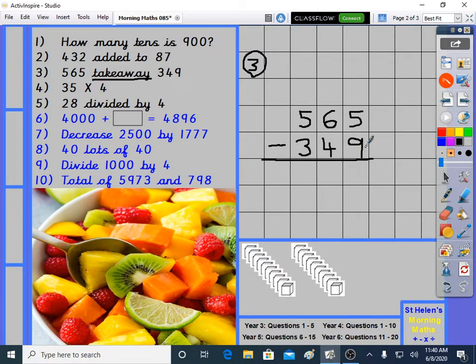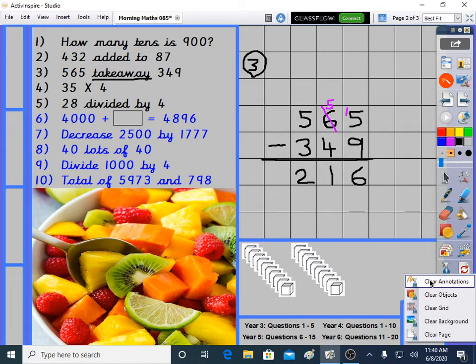So, 5 take away 9 we can't do. We need to do some borrowing or taking, whichever you call it. 6 goes down to a 5, and we can borrow a 1. We've got 15 take away 9, which we can do. 15 take away 9 is 6. 5 take away 4 is 1. 5 take away 3 is 2. 216, because minus usually makes things smaller. 565 take away 349 is 216. And we go on to question 4.